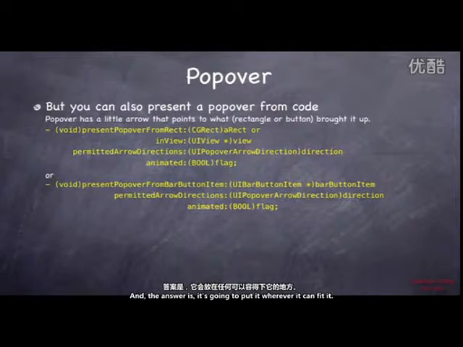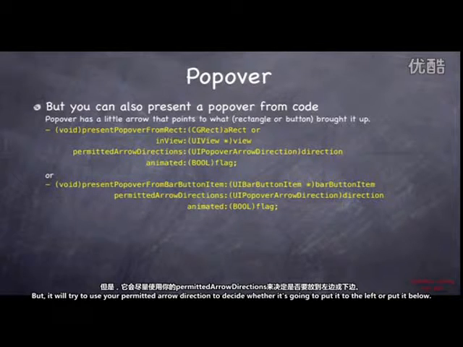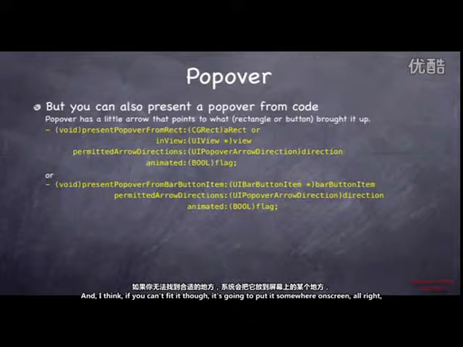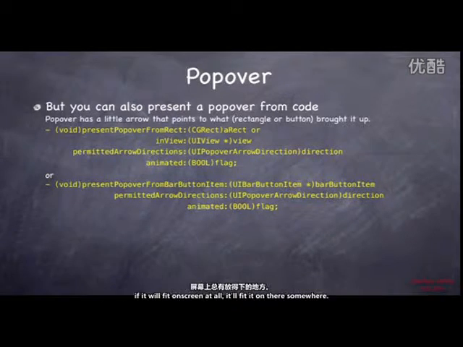And the answer is it's going to put it wherever it can fit it, but it will try to use your permitted arrow direction to decide whether it's going to put it to the left or put it below. So if you don't permit the arrow direction left, then it won't try to put it left. It'll try to put it below or one of the other arrow directions. And I think if it can't fit it, though, it's going to put it somewhere on screen. Right? If it'll fit it on screen at all, it'll fit it on there somewhere. So the arrow is going to be somewhere. So this is giving the guidance of where to put it.